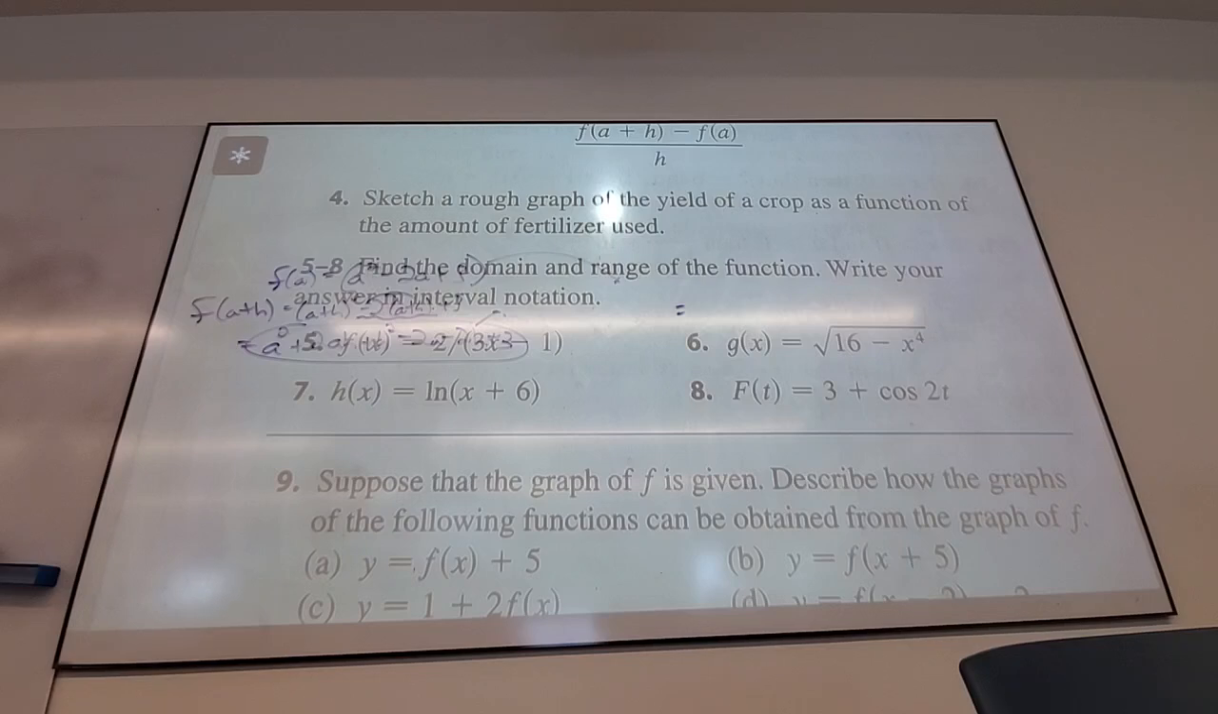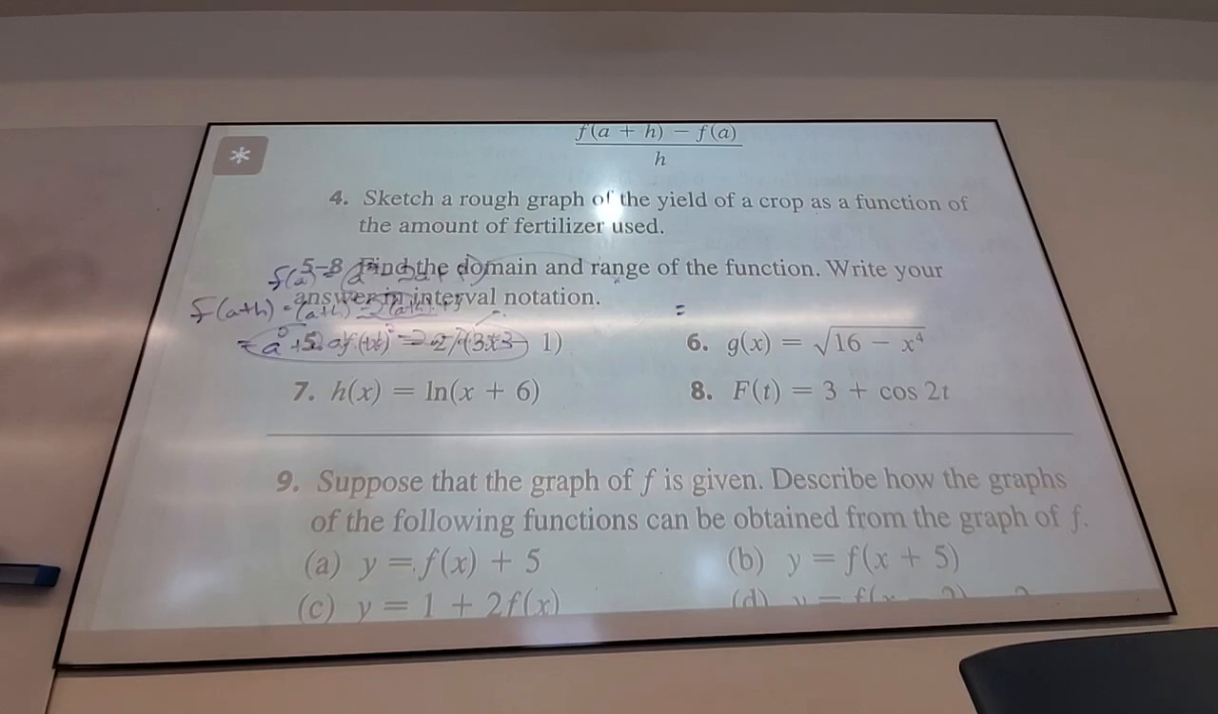So in number 5, what piece of it did you have trouble with? Right, so let me start with domain. How would you get the domain of number 5? What is domain, by the way? Domain is the x-axis. All the x's that have outputs. All the x's that work, correct?